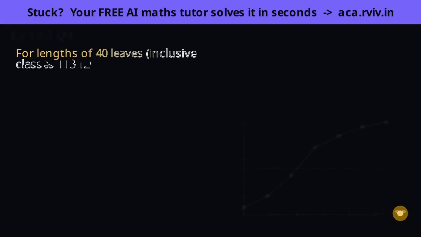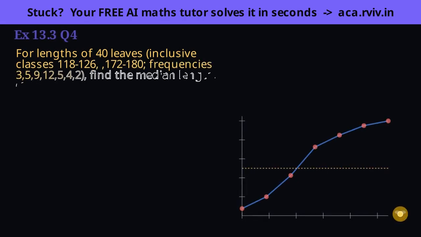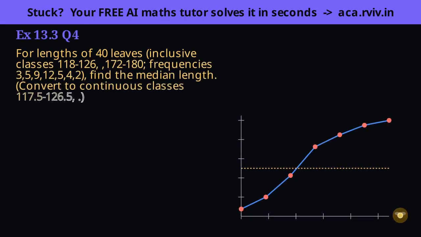Inclusive classes, this time, for the median, the continuity correction really is needed. Here's the case we flagged earlier, inclusive classes, with tiny gaps like the one between 126 and 127. For the mean, those gaps were harmless, but the median formula assumes the classes join up continuously. Its straight line walk across a class needs no gaps. So first shift every boundary by half a unit to close them, 117.5 to 126.5, and so on.